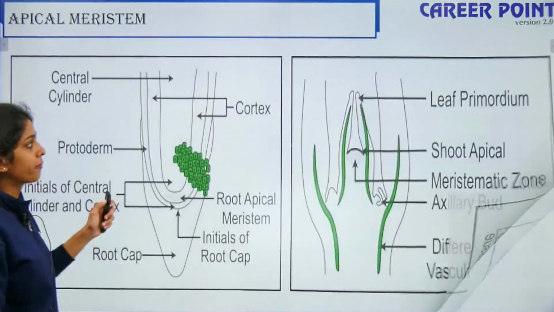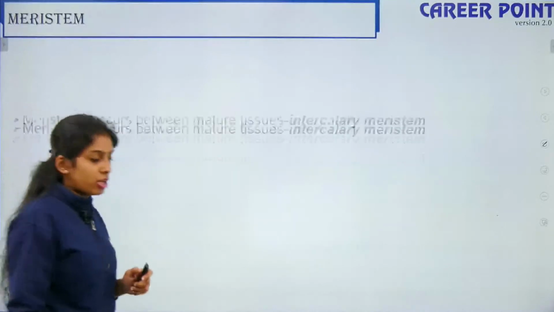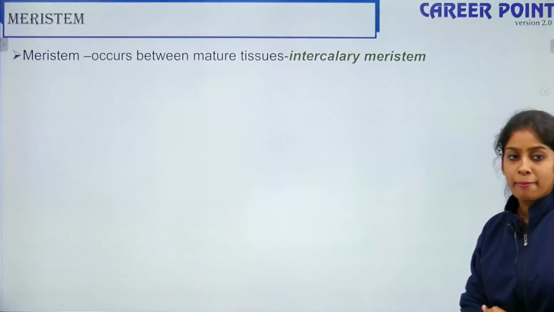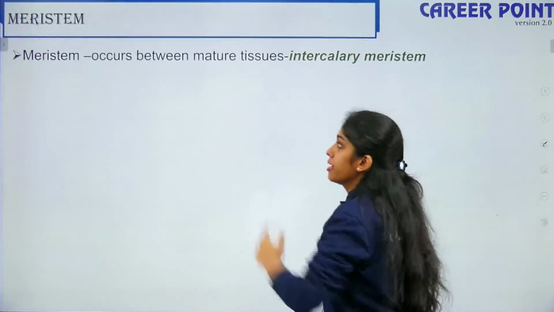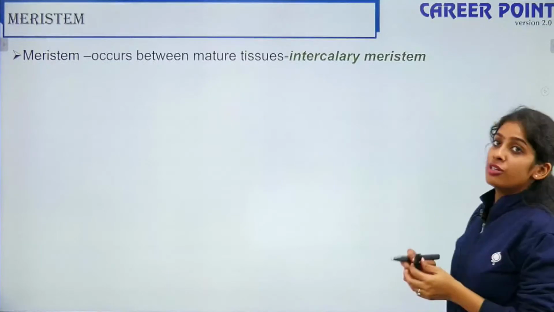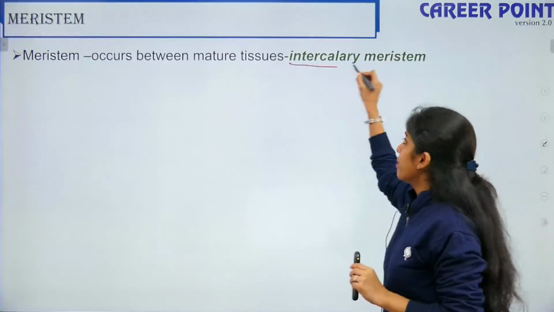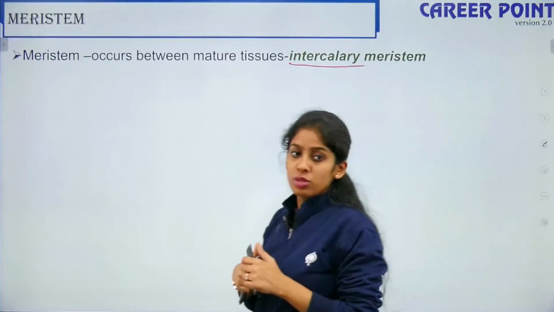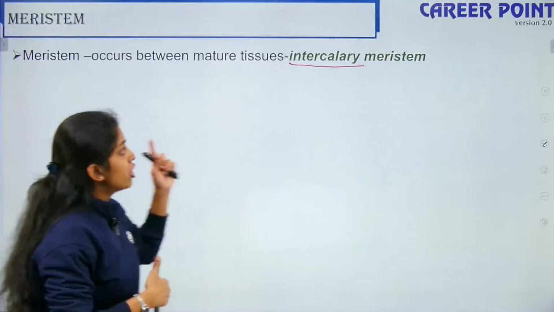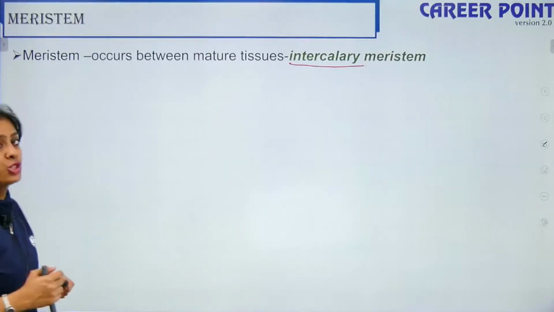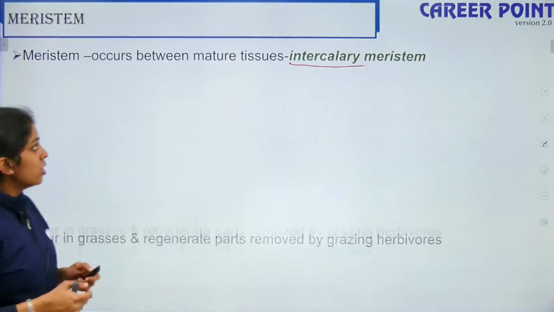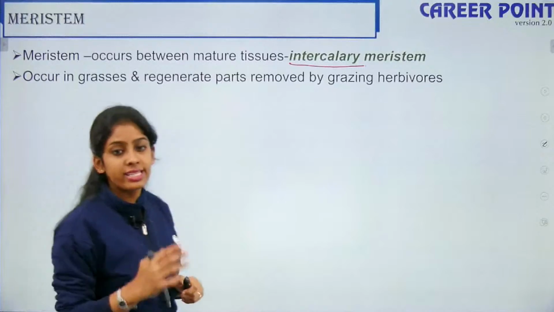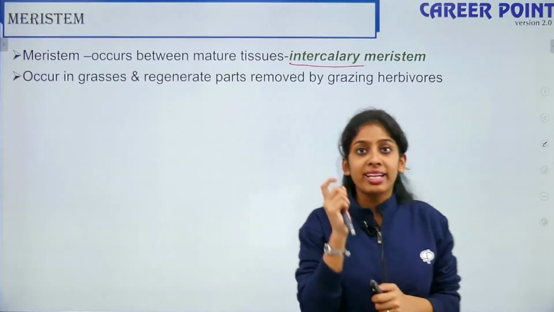Alright, fine. So now we will talk about the next type of meristem. The first meristem that we spoke about is your apical meristem. The second is the meristem that occurs between mature tissues, called intercalary meristem. When meristem occurs in the growing regions of roots and shoots, it is called apical meristem; when it occurs between mature tissues, it is called intercalary meristem. It occurs in grasses and regenerates parts removed by grazing herbivores. That is the function of your intercalary meristem.